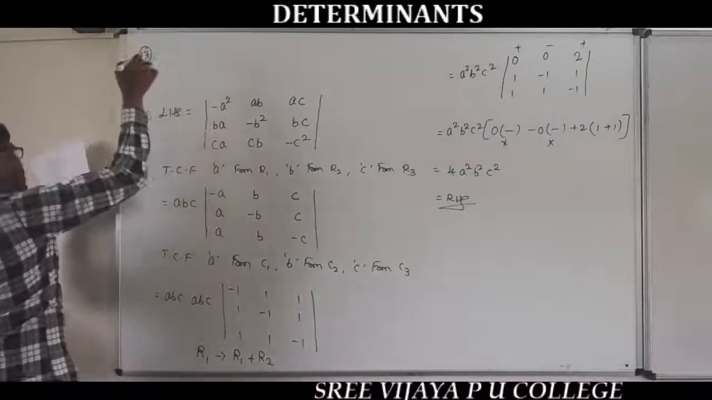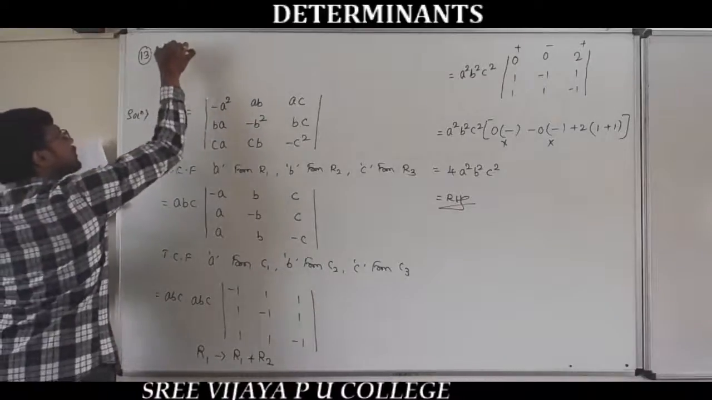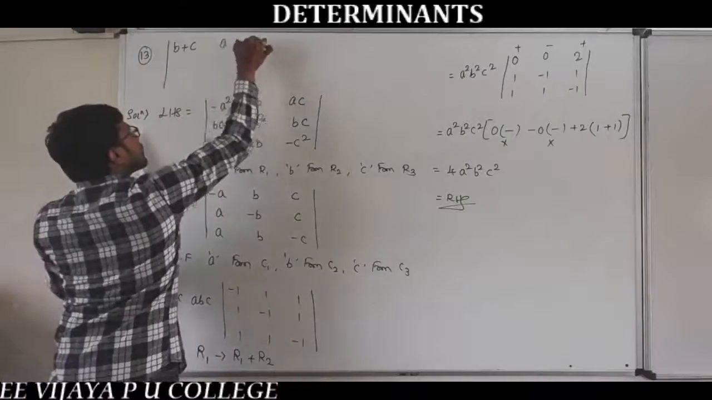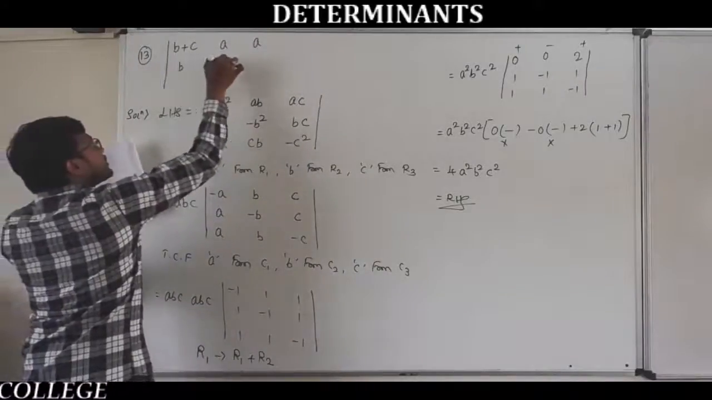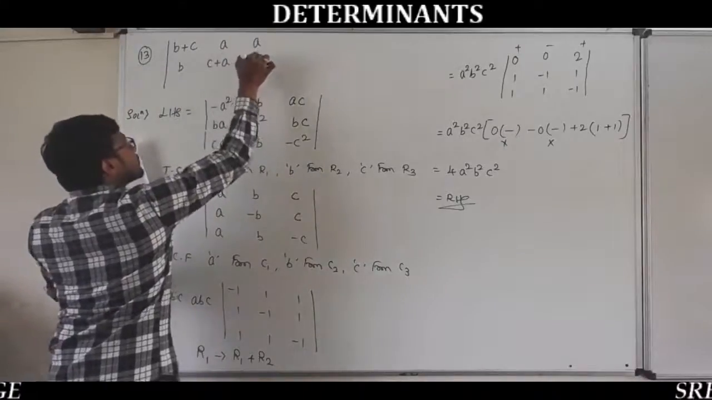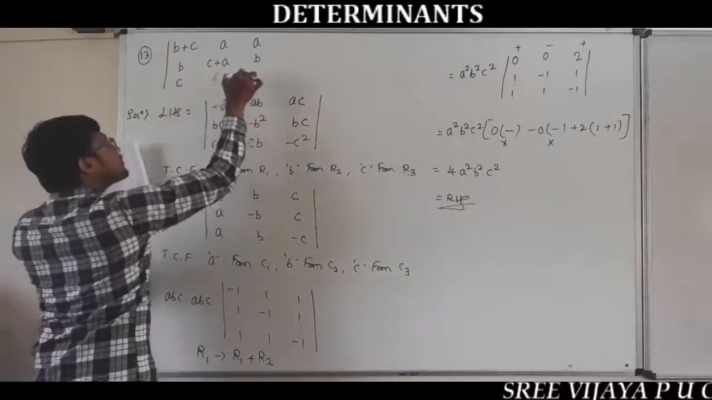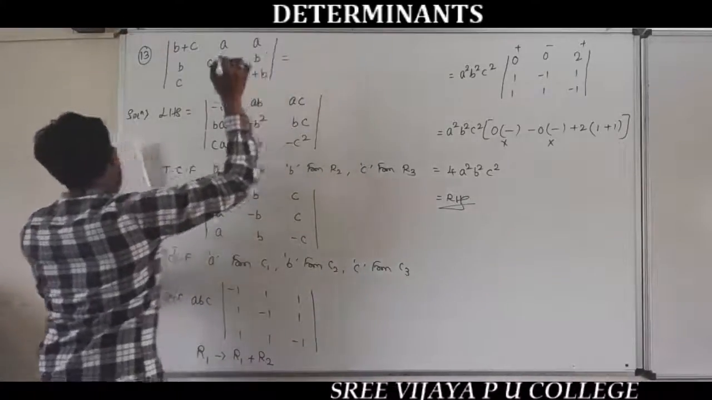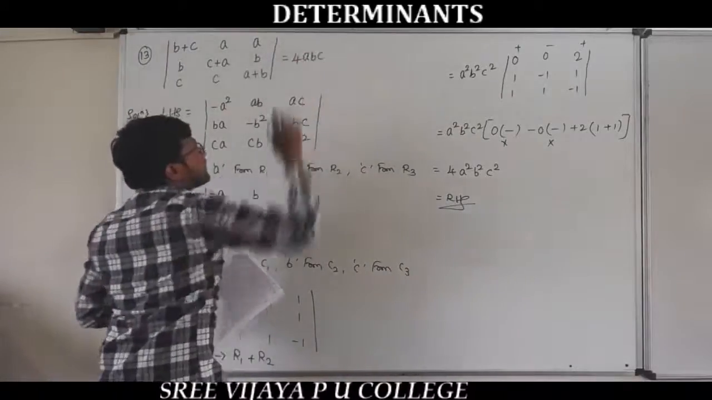So, the 13th one. Similarly, prove that the determinant of b plus c, a, b; c plus a, b... equals 4 times abc, with a plus b in the last row.